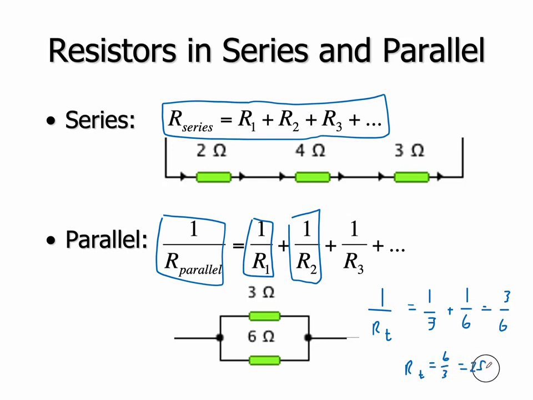So it actually has less resistance than either one of these. Why? It actually allows for an additional path for charge to flow. If it was just the 3 ohm resistance, or without the 6, it would be 3 ohms. But this allows the resistance to come a little bit less because it allows for another path for it to flow through.